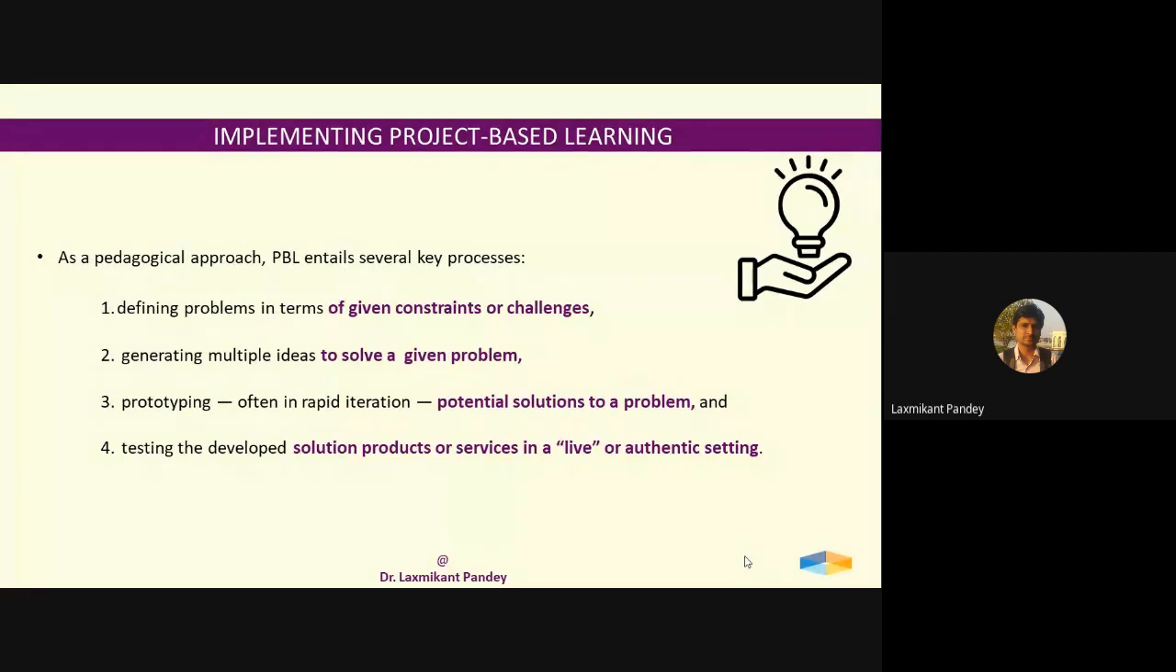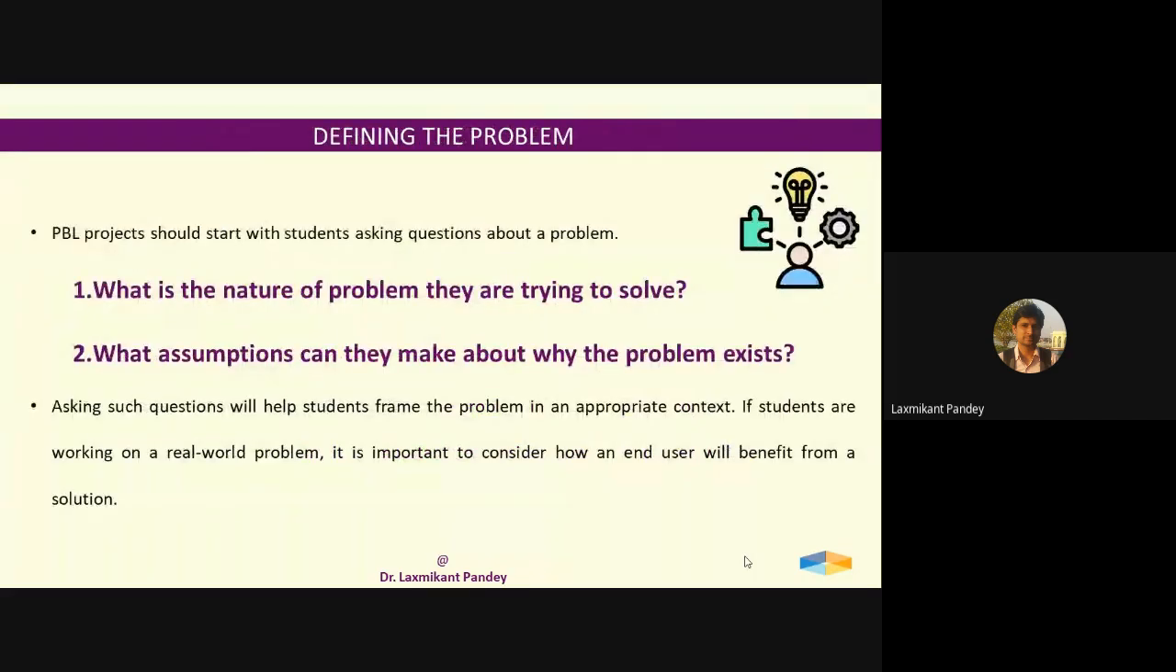Now, generating multiple ideas to solve a given problem, as I told you, there could be multiple ideas. Because of that, you're increasing the thinking ability among the students, and because of thinking ability, he can think out of the box. That is a very important thing. And the prototyping, often the rapid ideation of potential solutions for the problem, I already discussed. Then testing the developed solution, products, and service in a live authentic setting. So these are some important key processes involved in project-based learning.